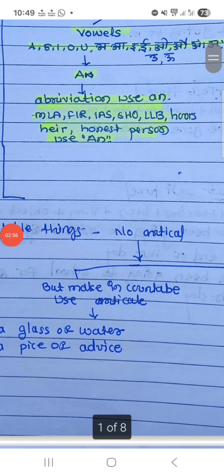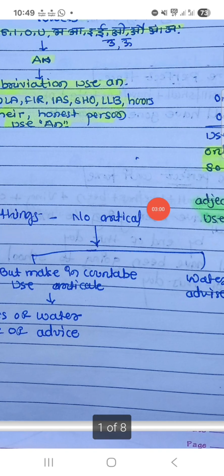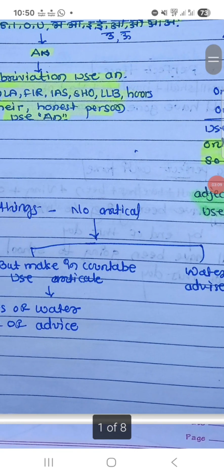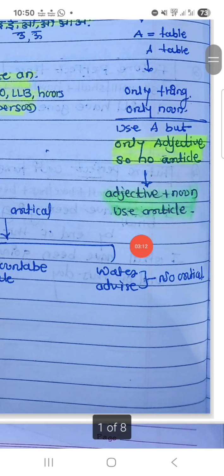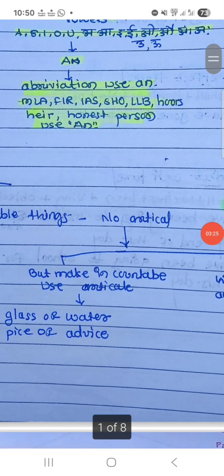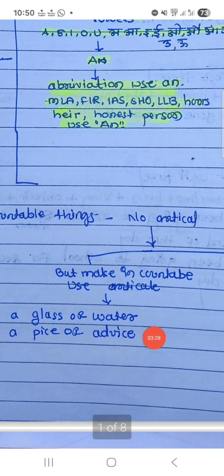Let's see uncountable things. For uncountable things, there is no article. For example, uncountable things like water and advice use no article. Why? Because we can't count the water. But whenever there is water in a glass, then definitely use the article. For example, a glass of water, a piece of advice. That means water connected with any thing, for example a water bottle. One water bottle, you can count that water bottle.